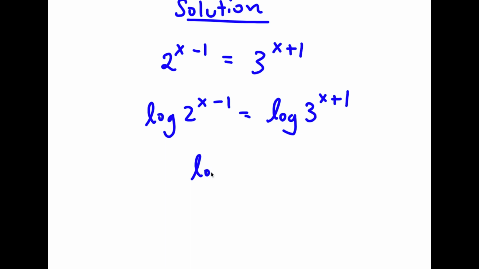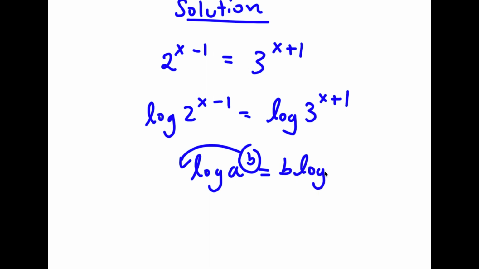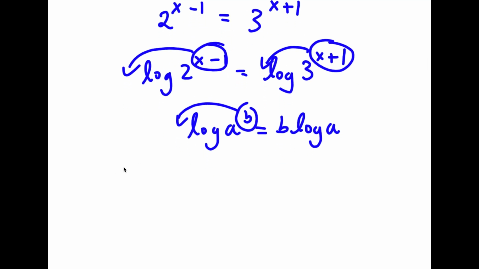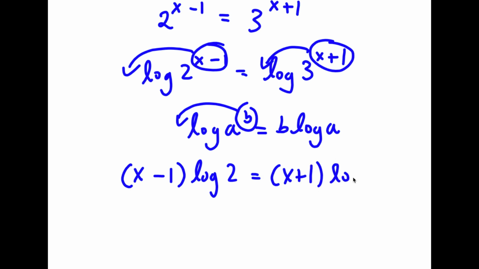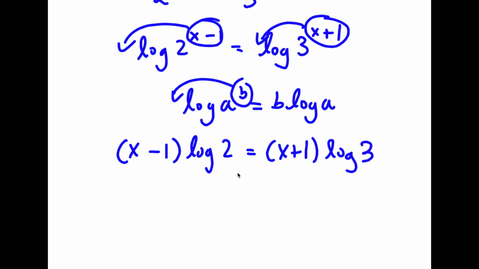And if I have something in the form log a to the power of b, I can move this exponent b to the front. So this is equal to b times log a. So in this case, I have log 2 to the power of x minus 1, and I can move x minus 1 to the front. And log 3 to the power of x plus 1, I can move x plus 1 to the front. So now I have (x minus 1) times log 2 is equal to (x plus 1) times log 3.